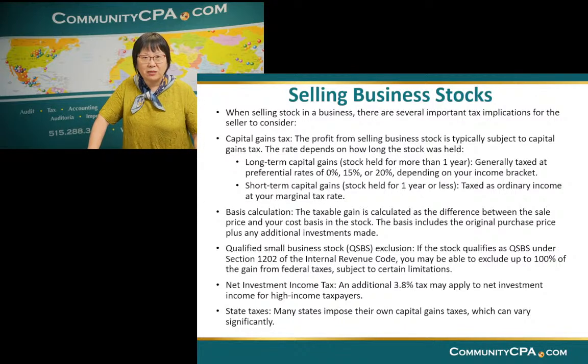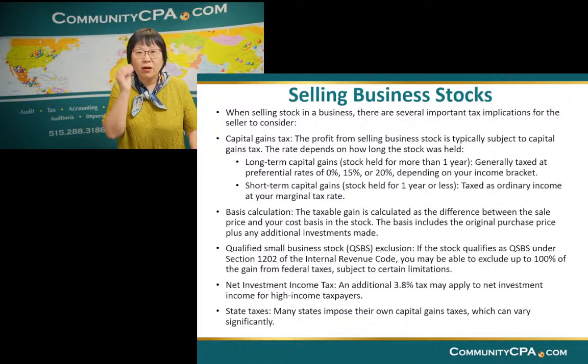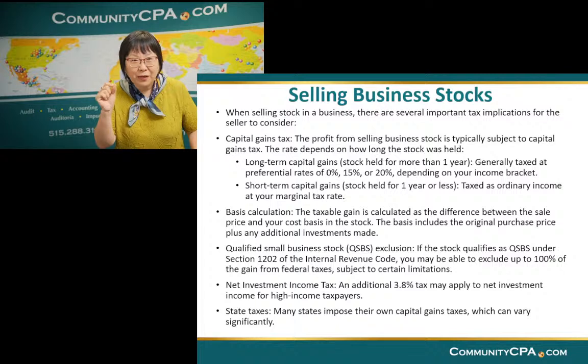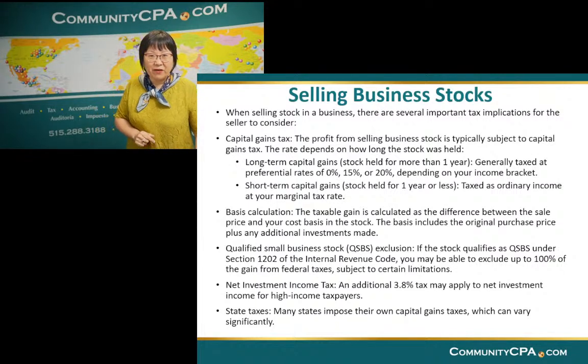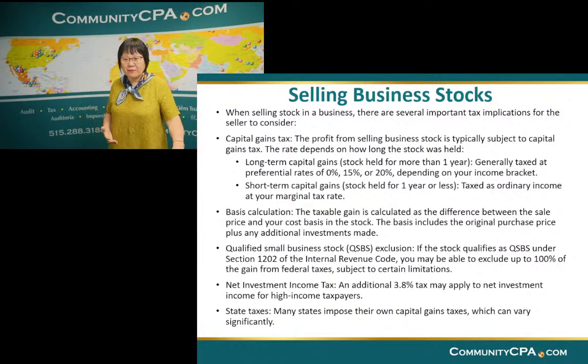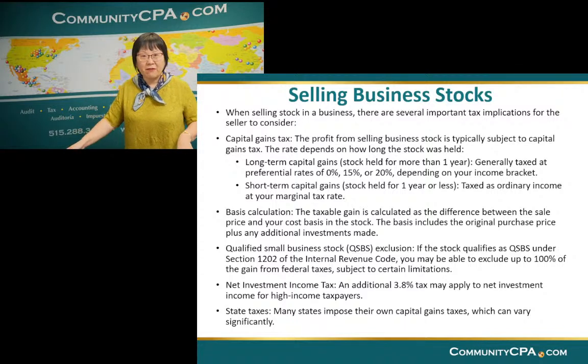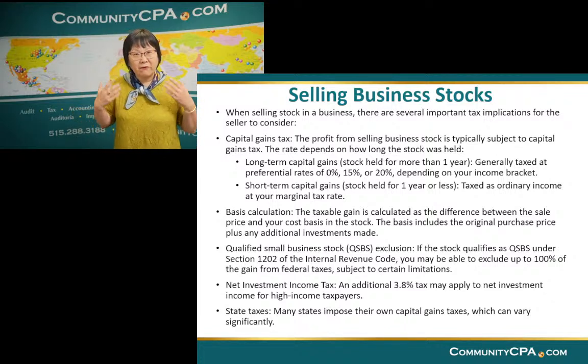So what about this qualified small business stock exclusion? If the stock qualifies under Section 1202, then you may exclude up to 100% of the gain from federal taxes. Of course, there are limitations. There are industry limitations. Certain industries cannot do it. For example, the restaurant. A restaurant doesn't qualify for this 1202 treatment, right? So it depends on what industry you're in.